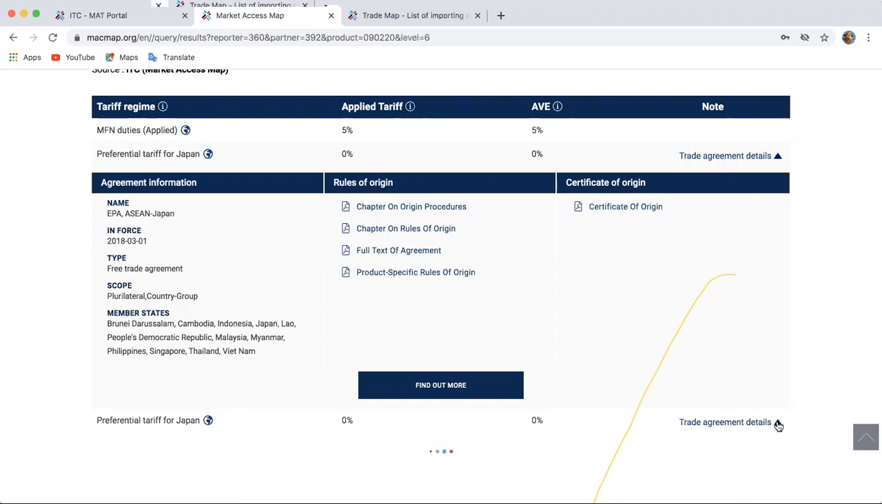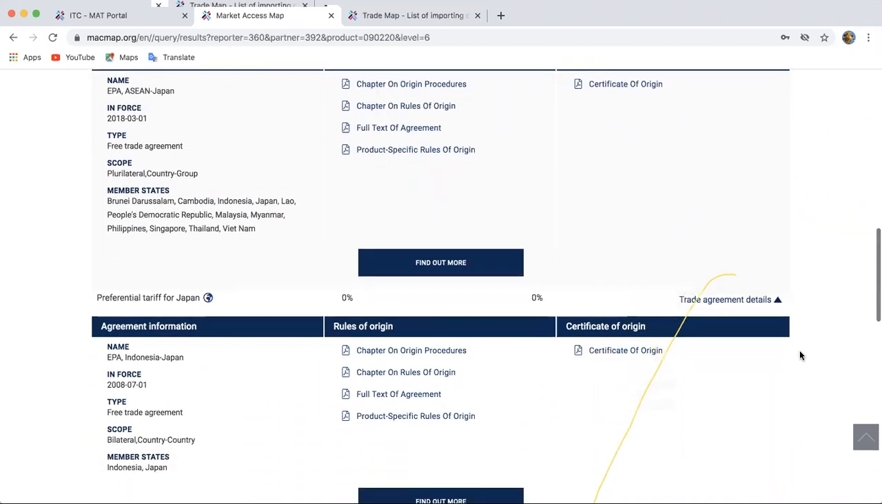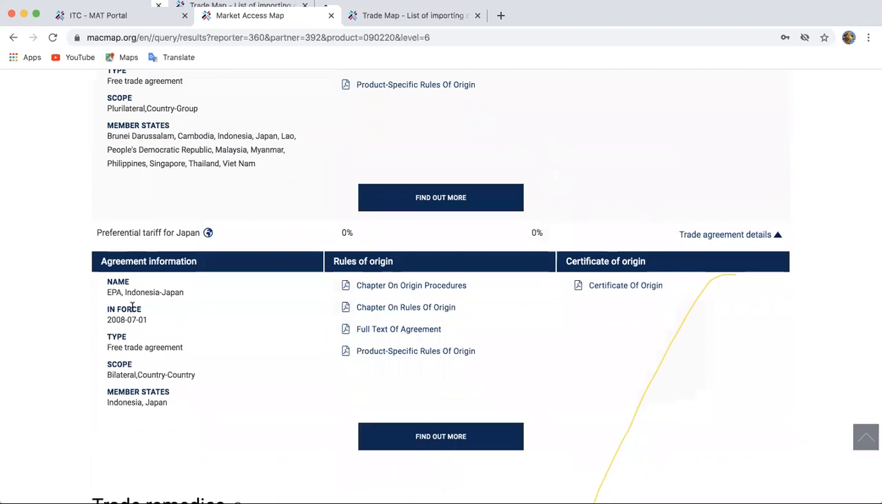And then if we open this one, we see that this is another agreement. So it is a bilateral agreement between Indonesia and Japan. You see when it got into force, etc. And you see that it's only the two of them. So the member states that can take advantage of them are only these two. And this agreement has its own rules of origin and its own certificates of origin.